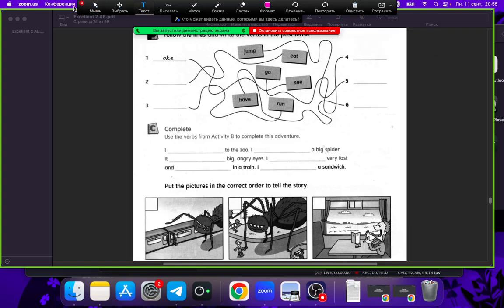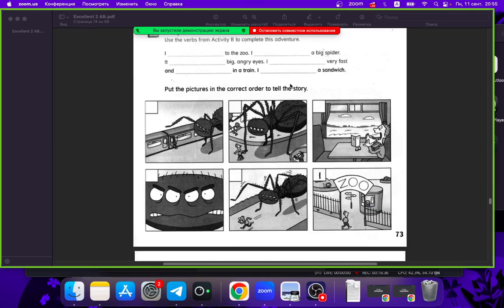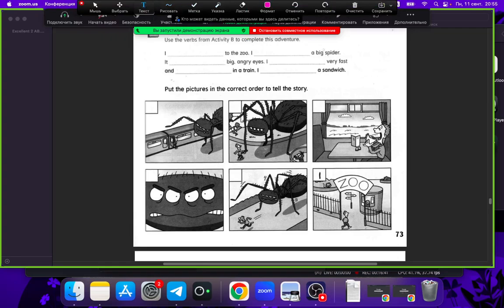Let's do it. The last task, and I'll let you go. Look, put the pictures in the correct order to tell the story. I went to the zoo. It's number one. I saw a big spider. It had big angry eyes, and I ran away from that spider as fast as I can. I jumped on a train to get away from that spider, and in the train I ate a sandwich.